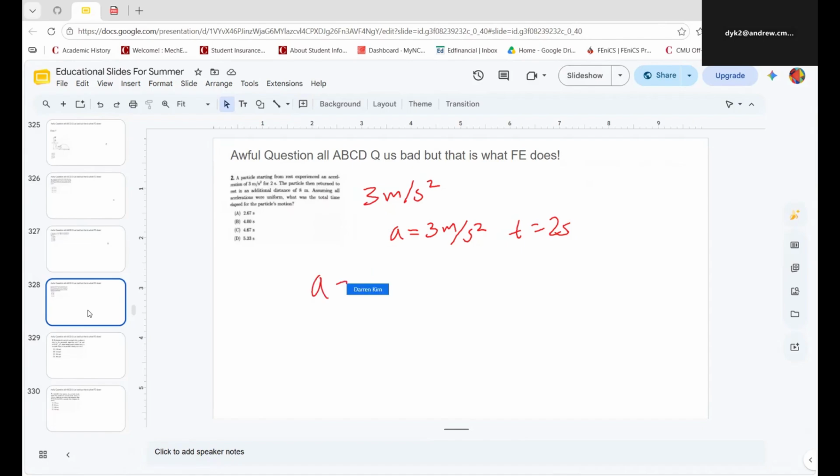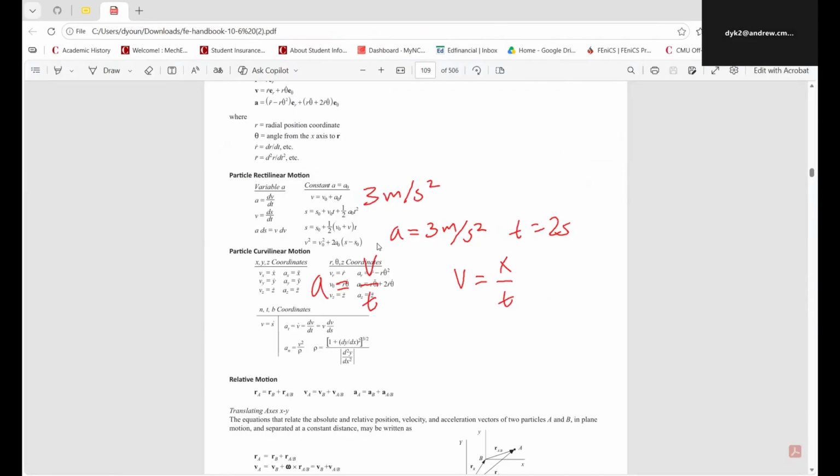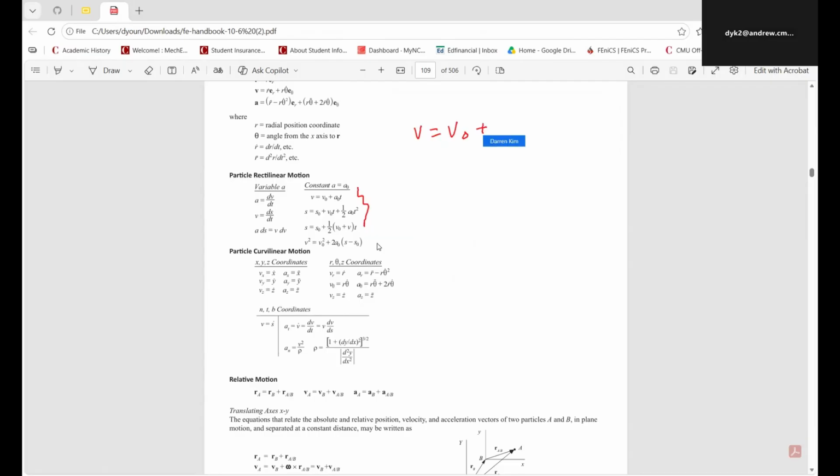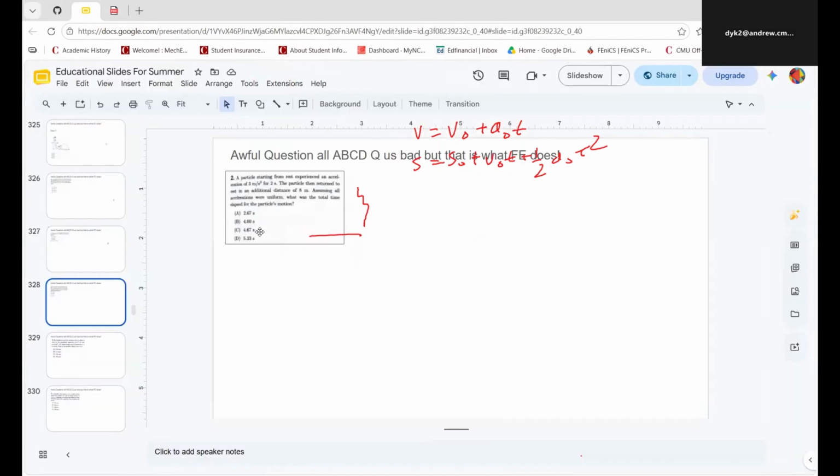acceleration is equal to velocity over time, right? And velocity is equal to x over time if it was linear. You could say that. I would recommend not doing it this way, although. Here is a motion category here. We can do v equal v0 plus a0 t, and there is s equal s0 plus v0 t plus 1/2 a0 t squared. We don't need to do any of that. All we need to do is use these two equations.